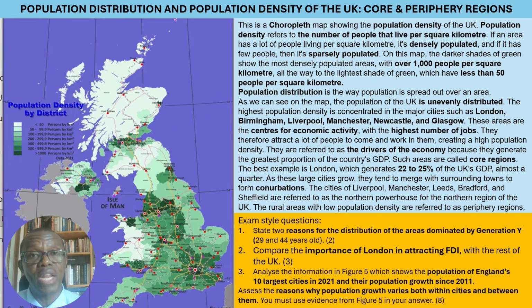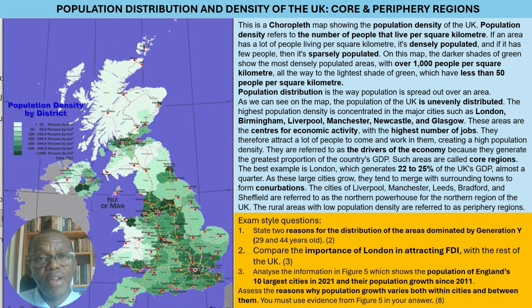So different reasons. Then we would then talk about all these reasons and then come to a definitive judgment or conclusion as to which one we think is the most important in causing that variation between and within cities. A very important thing to note, obviously, when explaining the reasons for this population growth, would be to make sure that we are referencing the figure that has been provided, because that is what the last part of the question says. You must use evidence from figure 5 in your answer.